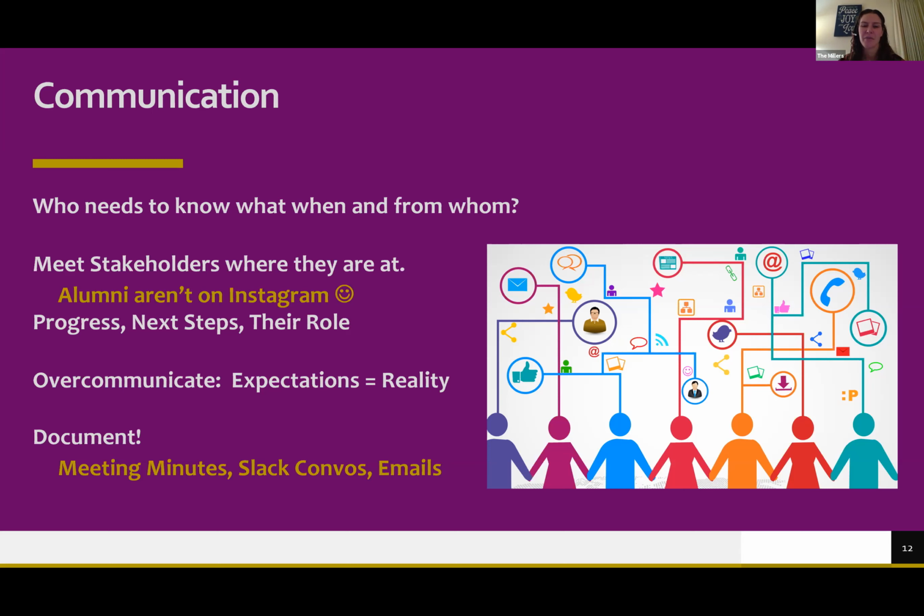And then from a documentation perspective, our equivalent of the requirements documents and all of the project planning and documents that I work with day in and day out, our equivalent in Delta Sig would be your meeting minutes, your Slack convos, your emails, all of those things that communicate to your team members, your chapter, what is expected and what's coming forward.